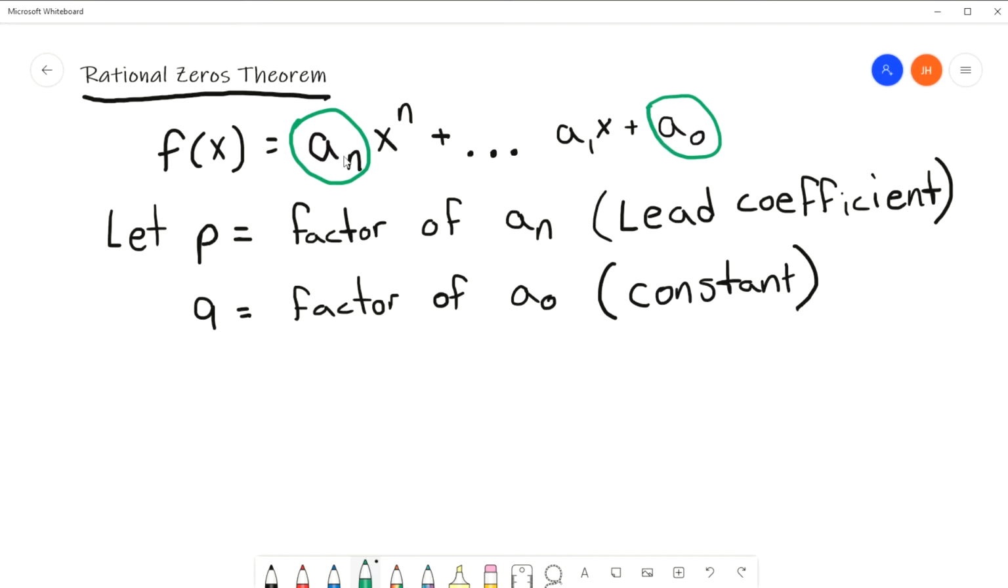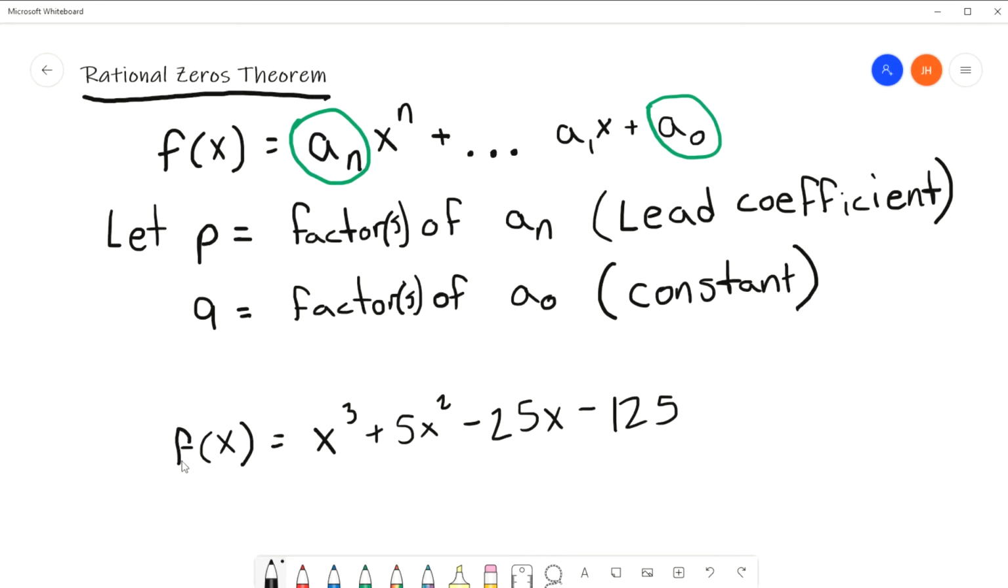So what I'm going to do is let my variable p represent some factor of a sub n. In fact, it is all of the factors of a sub n, I mean. And q is going to represent all the factors of a sub naught. Now, what do I mean by factors? This would be a good time to probably introduce an example polynomial.